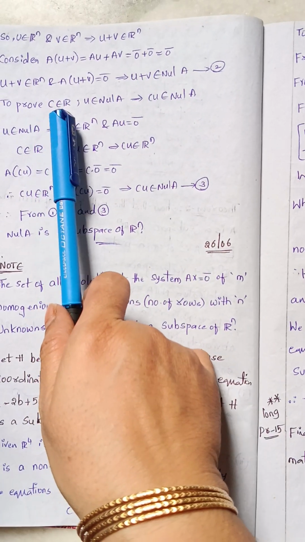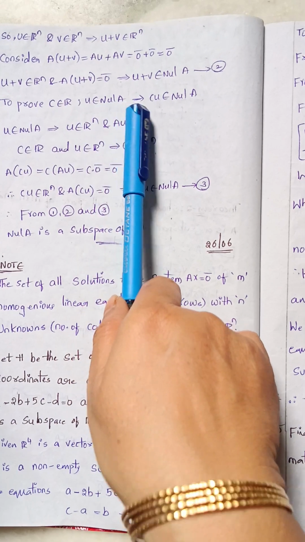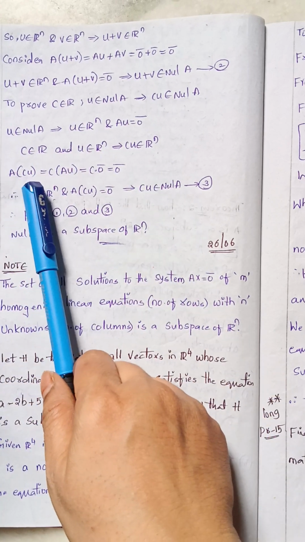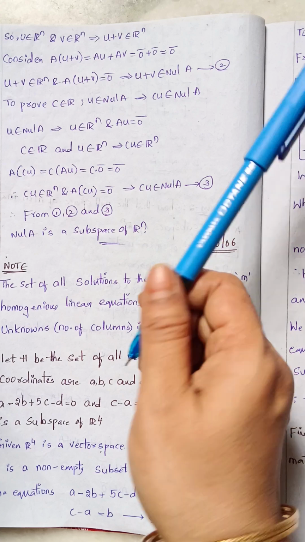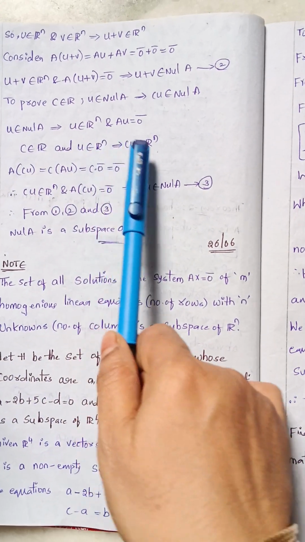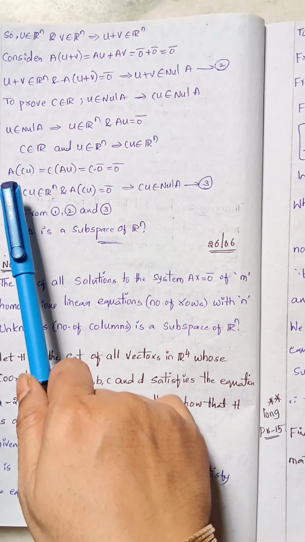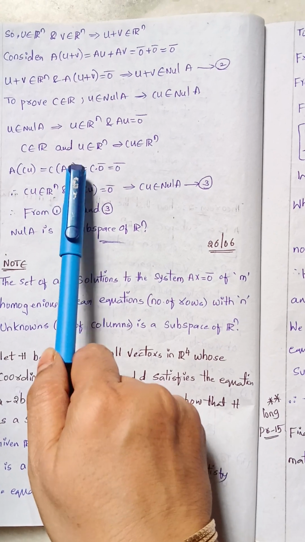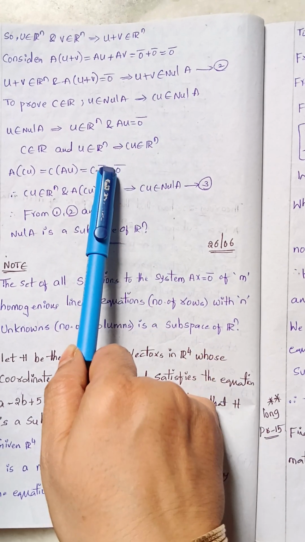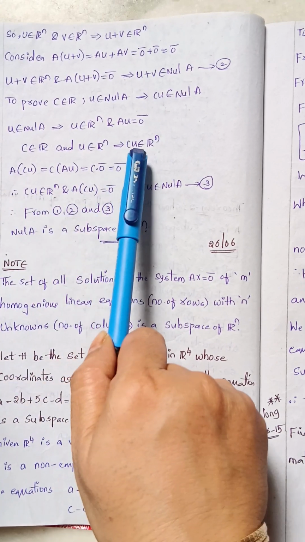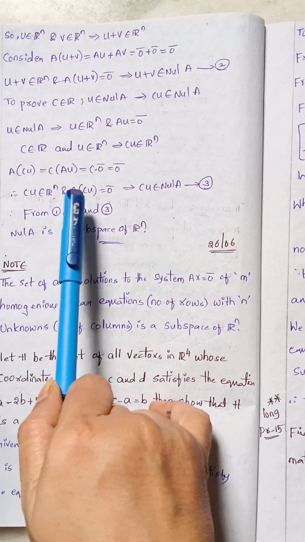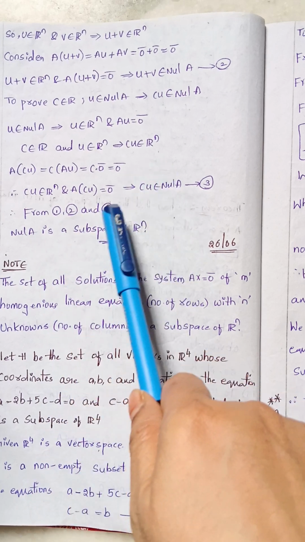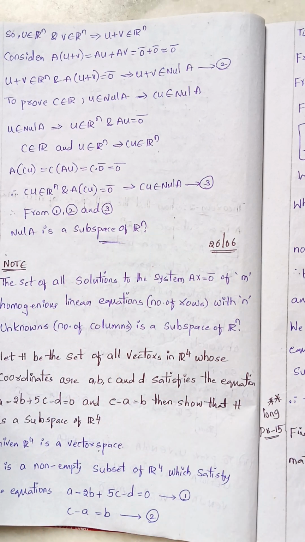Similarly, scalar multiplication. C is any scalar, and u belongs to null A in the sense of the condition. So c into u belongs to null A means cu must belong to R power n first of all. C belongs to R, u belongs to R power n, so obviously cu belongs to R power n, and also A into cu must be the 0 vector. A into cu can be written as c into Au, but according to the null space definition Au equal to 0 bar, so it is 0 bar. So cu belongs to R power n, and A into cu is the 0 vector, so cu belongs to null A. So from 1, 2, 3, we have proved the three conditions. So null A is a subspace of R power n.